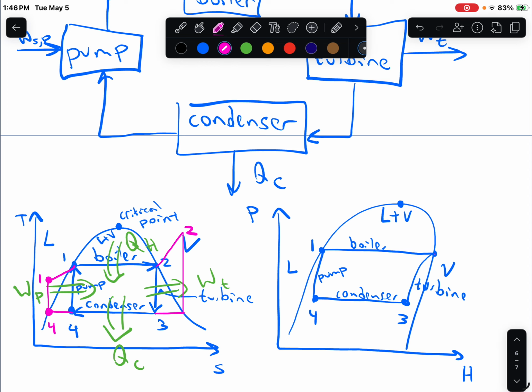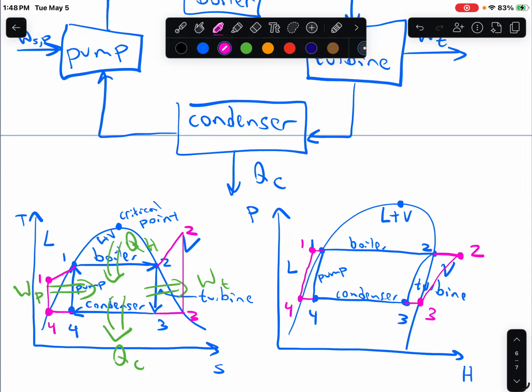My new point 3 was here, is also here, and I need to do more condensing. And again, I'm going to condense all the way to liquid to get my new point 4. My pump is going to add both pressure and enthalpy, which will take me up here. And I'll have a slightly subcooled liquid, which makes the boiler do more work.